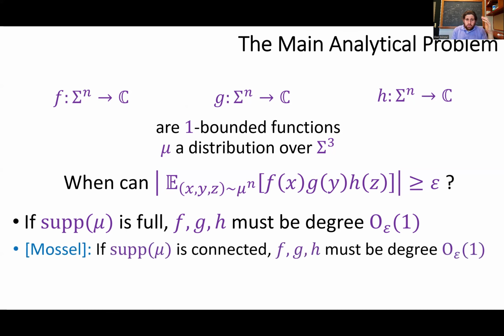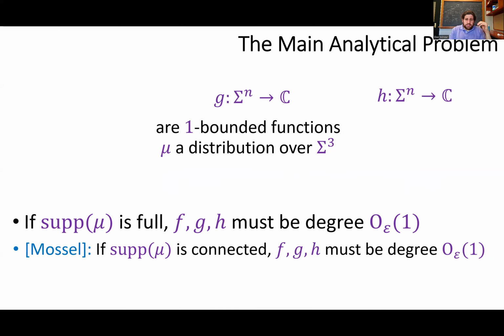Now, a more advanced statement, and a very useful one by Mossel, addresses the case that the support of mu is connected, which is a weaker property than being full. And in that case, he makes the same conclusion that f, g, and h must be correlated with a low degree function. So what is connected?